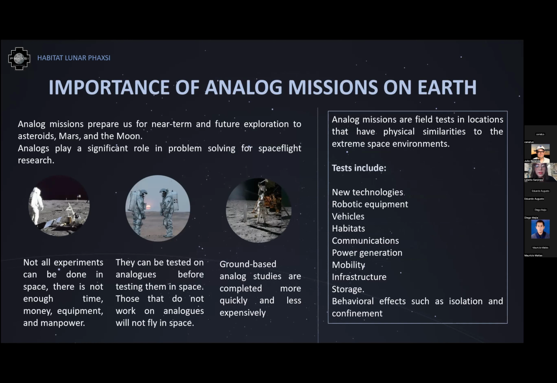For example, we can see not all experiments can be done in space. There is not enough time, money, equipment, and manpower. They can be tested in analogs before testing them in space. Those that don't work in analogs will not fly in space. And ground-based analog studies are completed more quickly and less expensively.